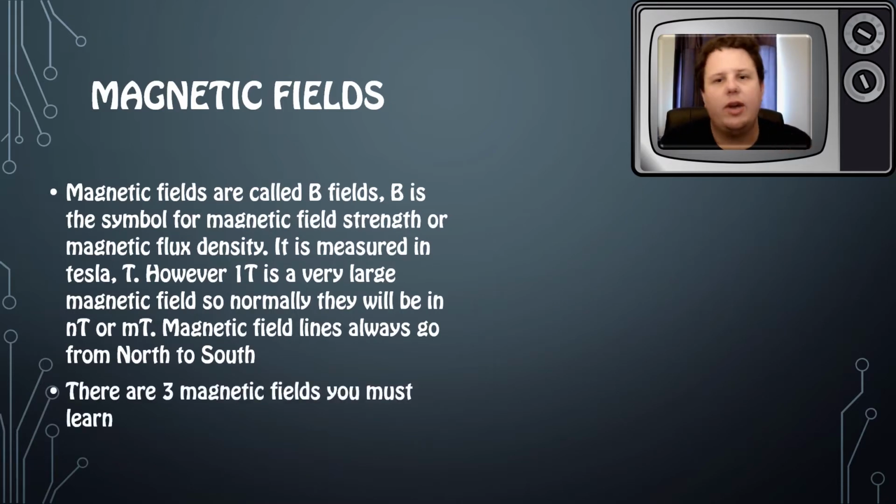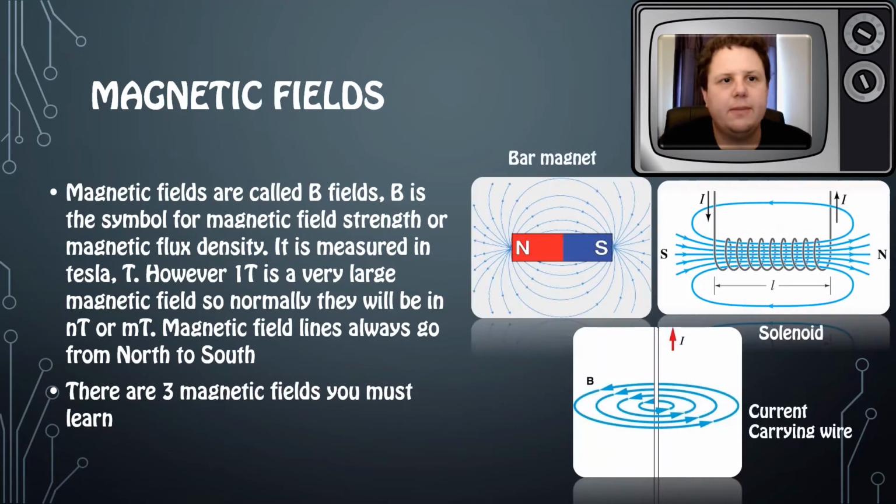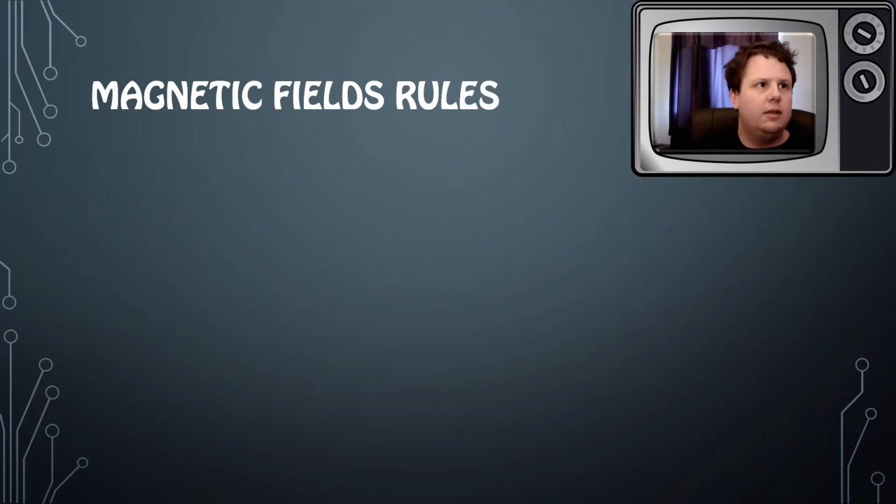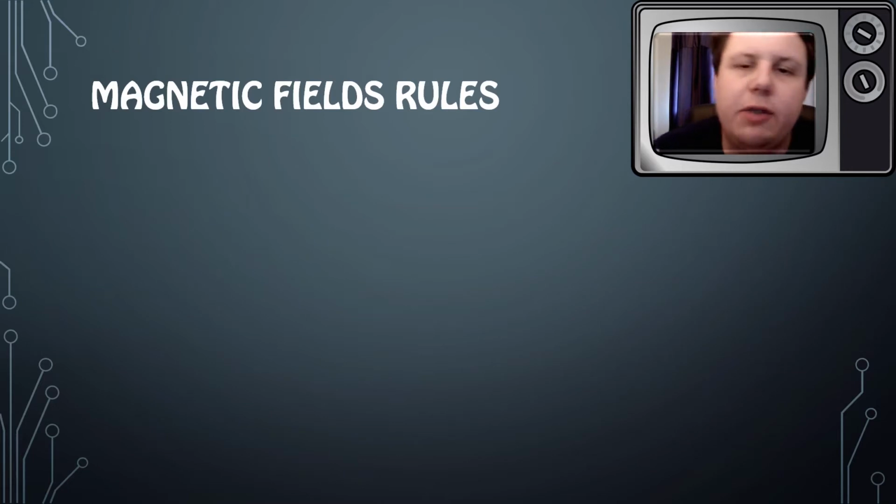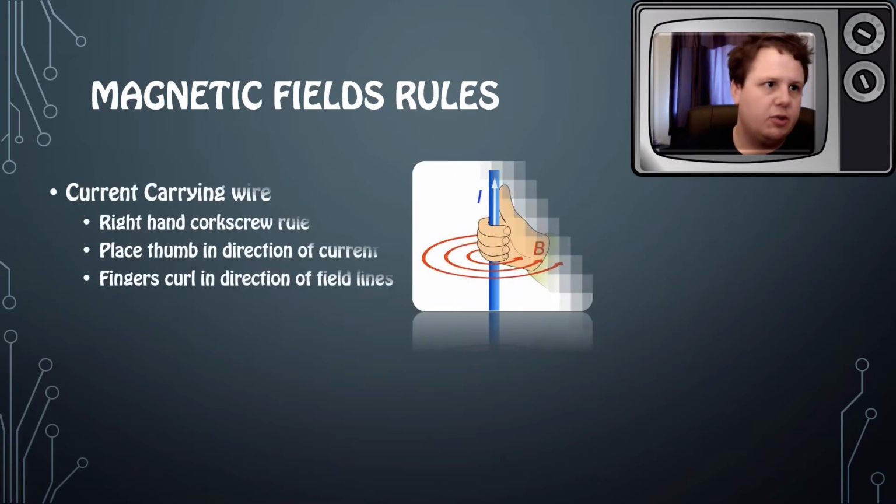Now, there are 3 magnetic fields you must learn. And here they are: the bar magnet, the solenoid, and the current carrying wire. So you've got your different shaped magnetic fields, but there's some rules to help you to remember the different shapes and how to draw them.